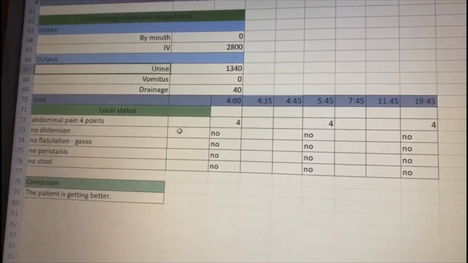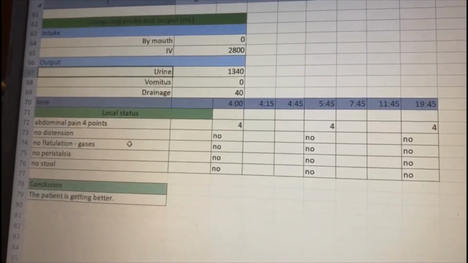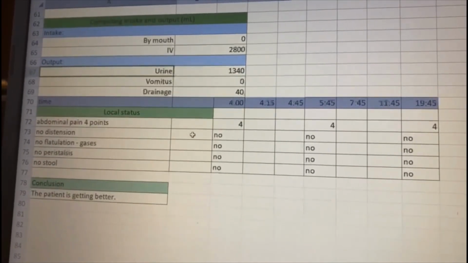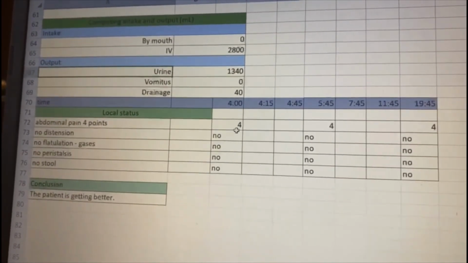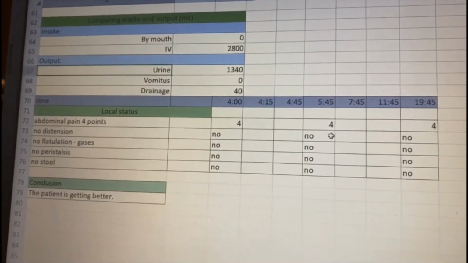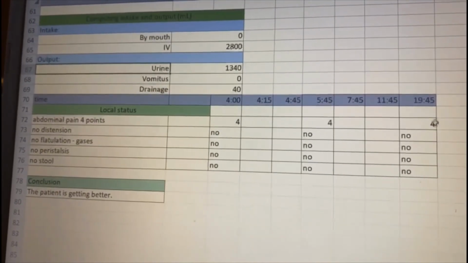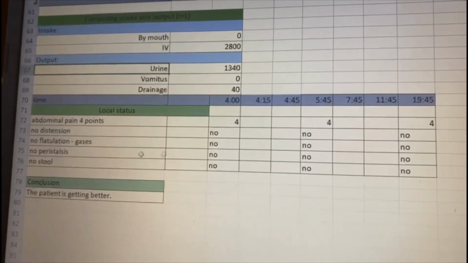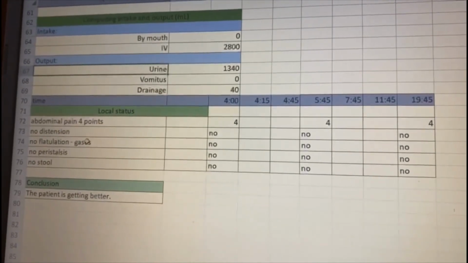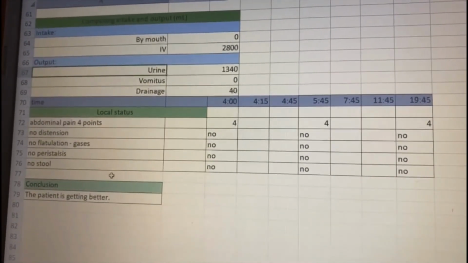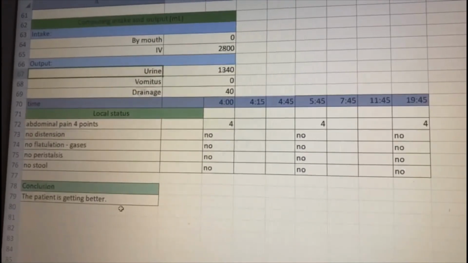Here is the local status of the patient. At 4, the abdominal pain was 4 points after the surgery. At 4 a.m. it was 4. At 5:45 it was 4, and at 7:45 it was 4. And there was no distension, no flatulence or gases, no peristalsis, no stool. And the conclusion is the patient is getting better.